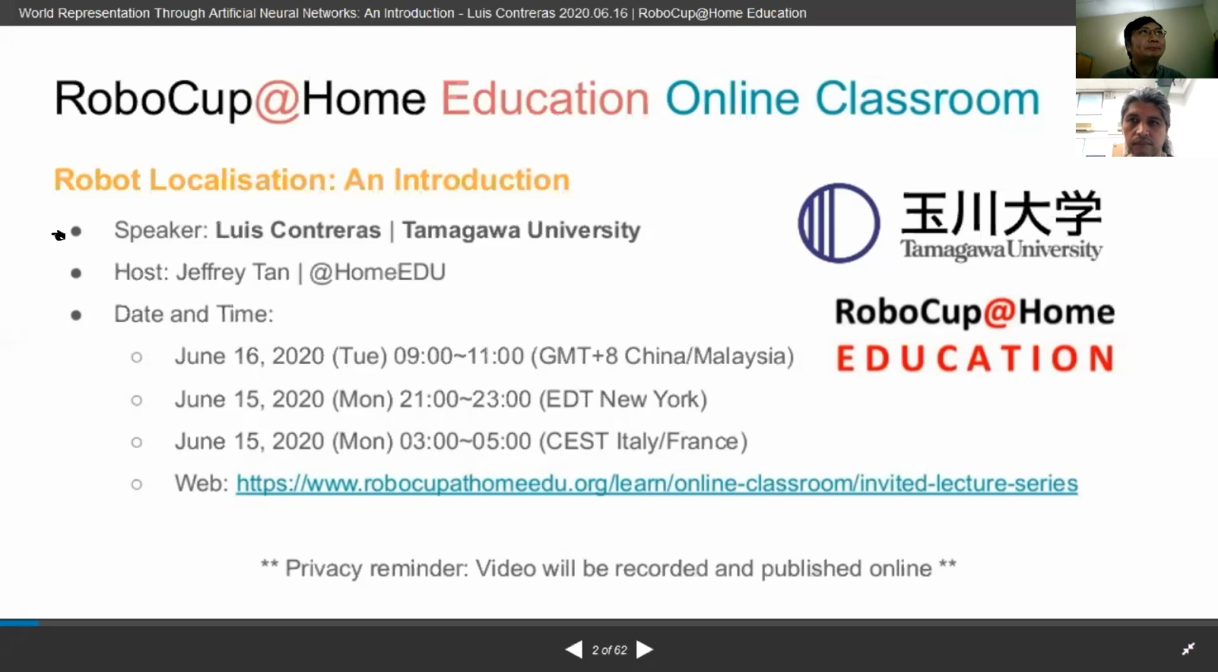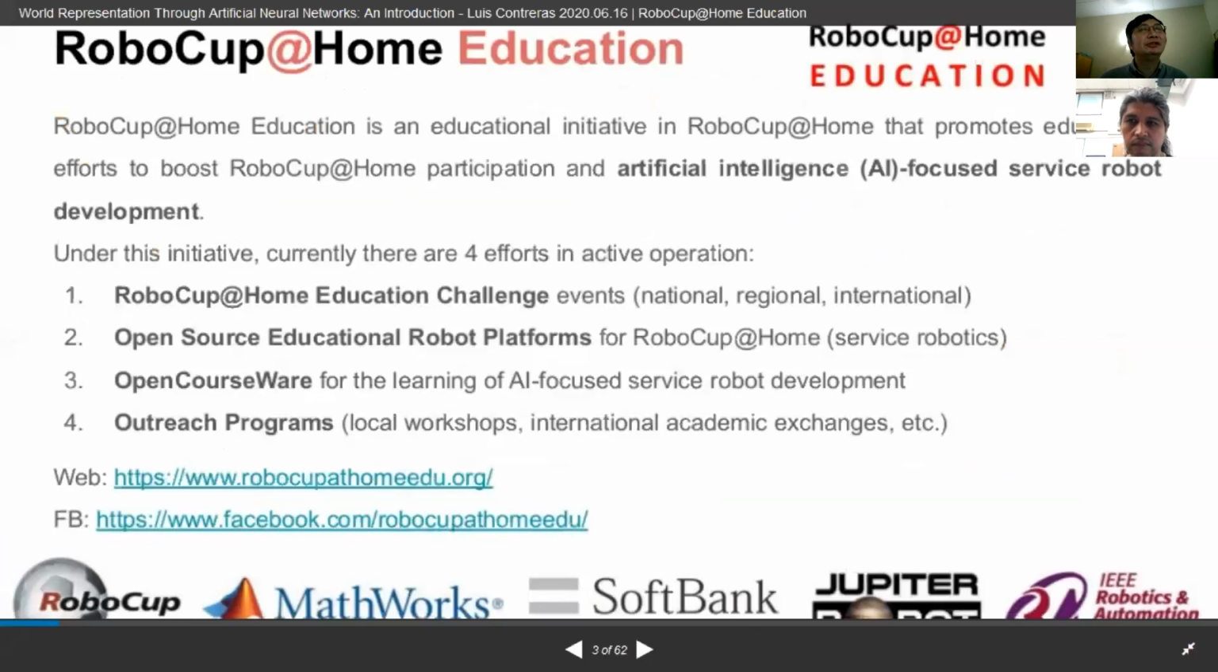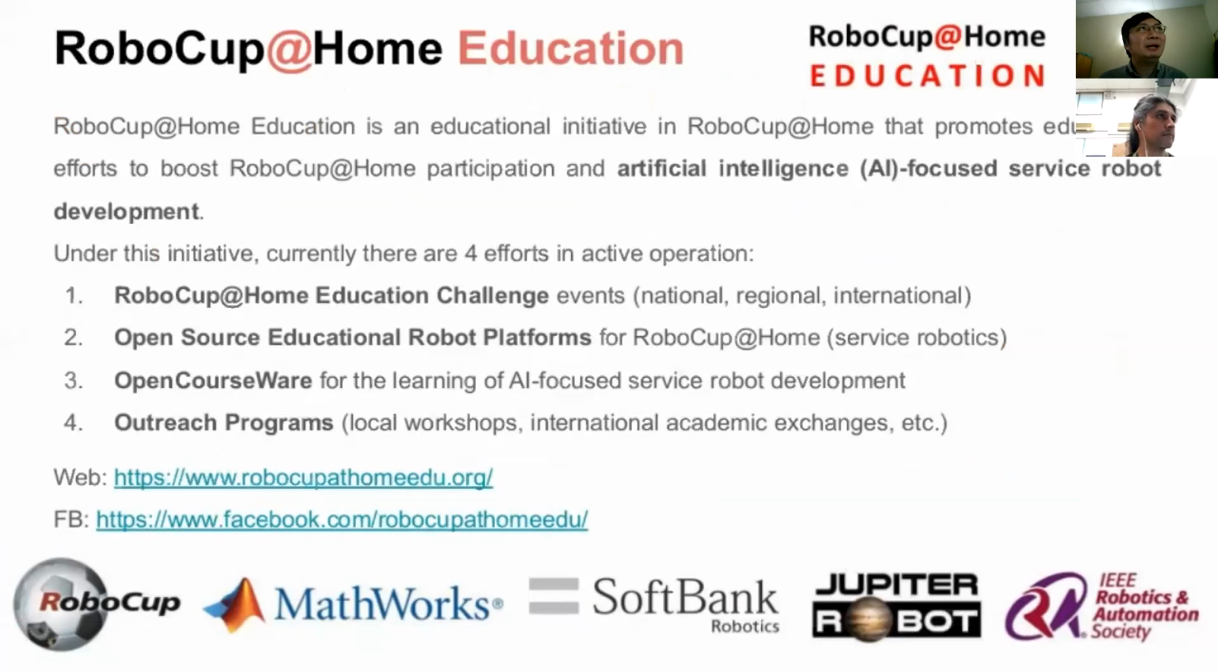Right, so before we start, let me briefly introduce, especially for those joining this session for the first time. RoboCup at Home Education is an educational initiative in RoboCup at Home that promotes educational efforts to boost RoboCup at Home participation and artificial intelligence focused service robot development. Currently under this initiative, we have four efforts under active operation. The first is the RoboCup at Home Education Challenge, which is organized throughout the year at national, regional, and international levels. Later on, I will announce that we actually have an online challenge happening in 2 weeks' time. At the end of this class, I will explain more on the details and invite all of you to join us.